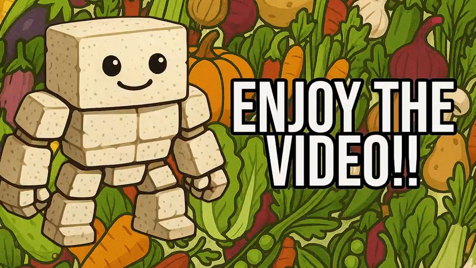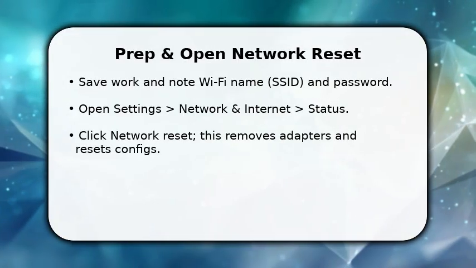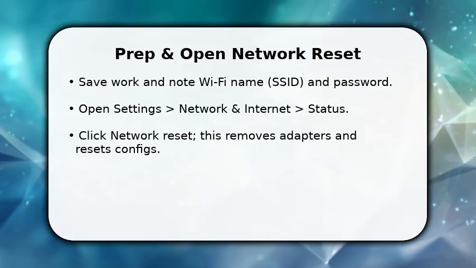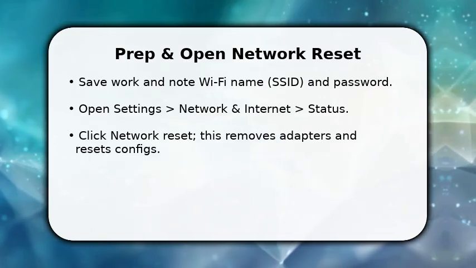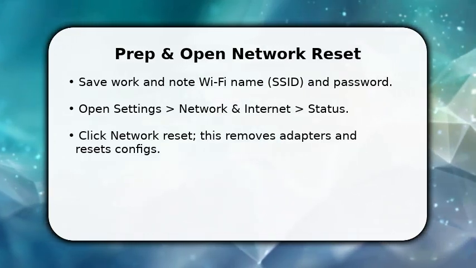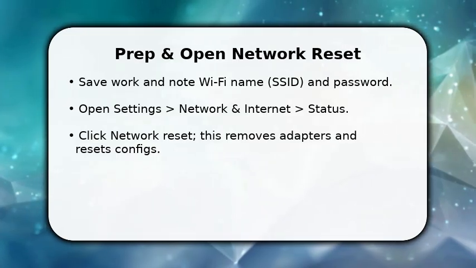Please enjoy the video. You start by saving any work and confirming your Wi-Fi name and password so you can reconnect. Now open Settings, go to Network and Internet, then Status. You'll see a Network Reset link near the bottom. Click Network Reset to begin.